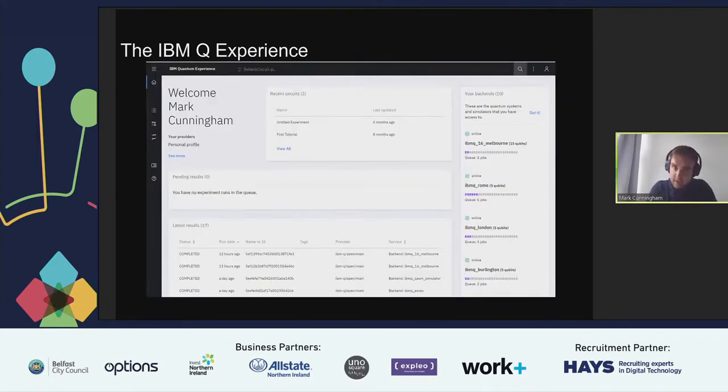So this is the IBM Q Experience. This is my little homepage. And basically, IBM offer, similar to Google Colab, where you can go in, you have access to all of these different quantum computers here with different amounts of qubits.